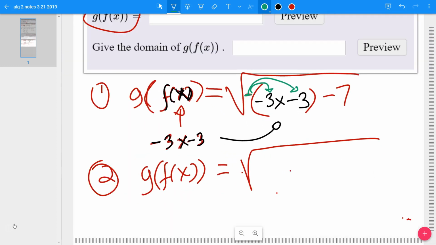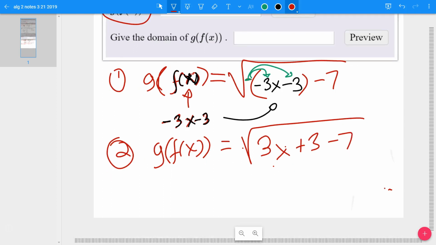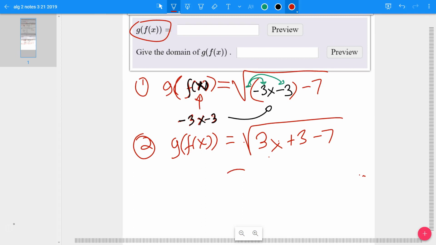Okay, so let's take a look. It's going to look like this now. These two negatives are going to give me positive 3x. The negative on the outside times this negative 3 is going to give me positive 3, and then minus 7. So that looks like that. Then you got to simplify this expression by combining like terms. So this becomes now 3x minus 4, positive 3 minus 7, negative 4.